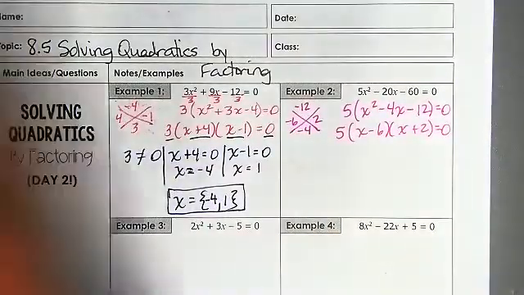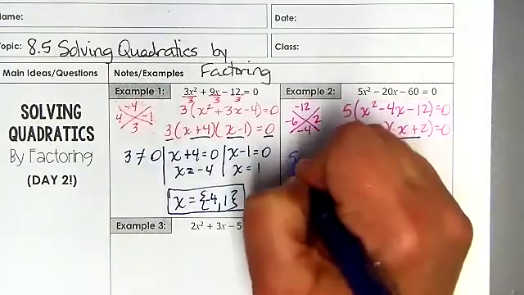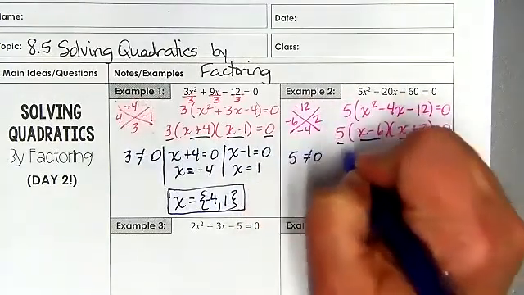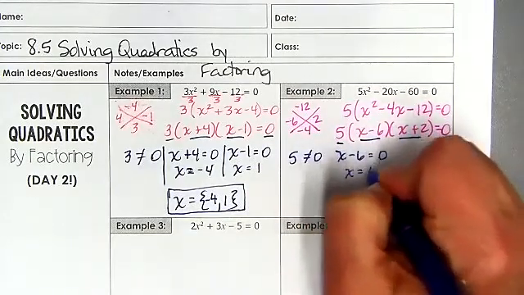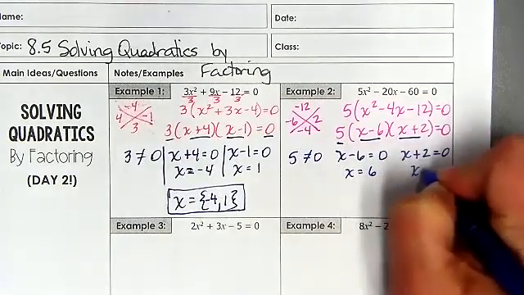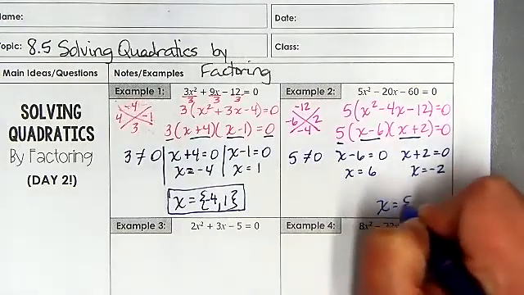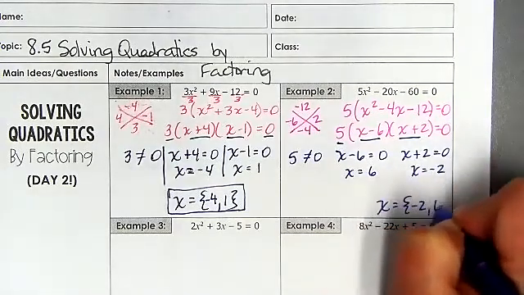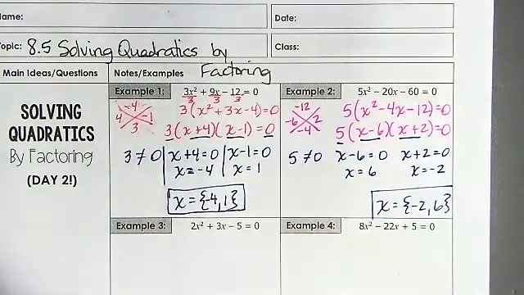So separated into each factor equal to 0. 5 does not equal 0. X minus 6 equals 0, so that's going to be x equals 6. X plus 2 equals 0, so that's going to be x equals negative 2. So my final answer is x equals curly bracket negative 2 comma 6. Our final answer.